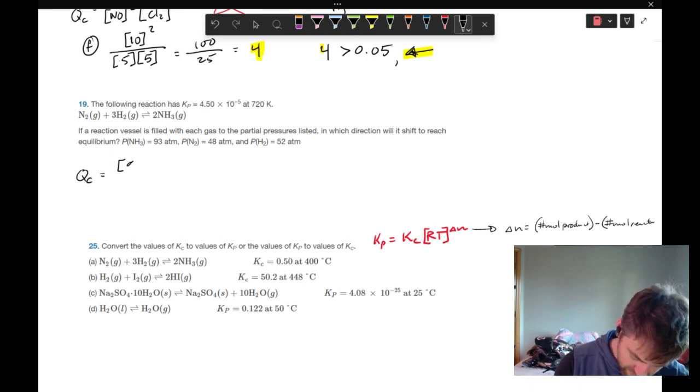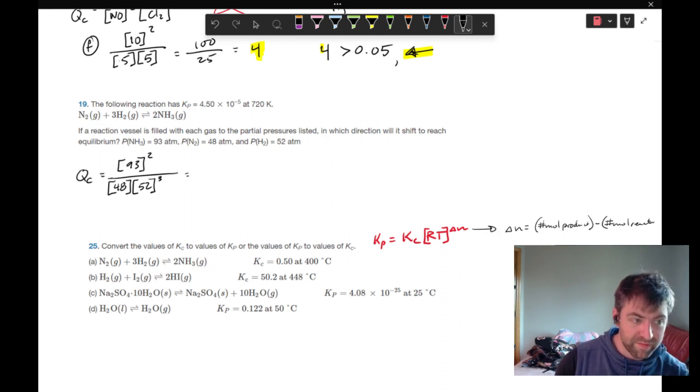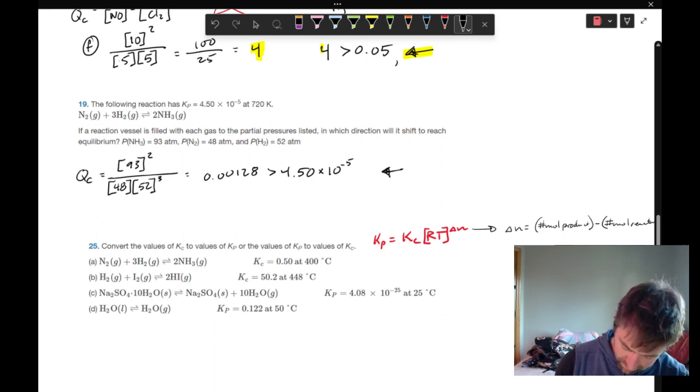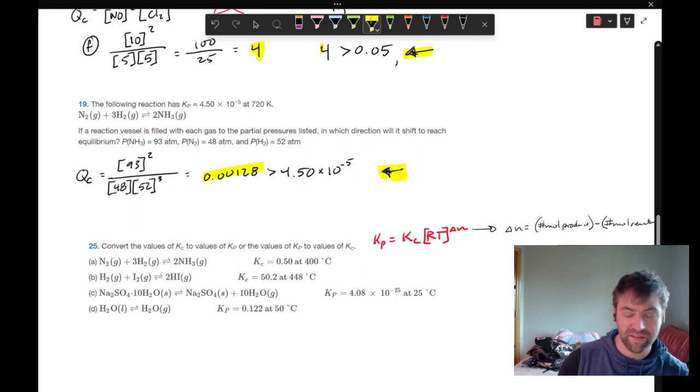Product NH3 is 93. We got two of them. Reactants, we had nitrogen, partial pressure at 48, and hydrogen at 52, and there's three of them. This one we can simply plug into our calculators. Be careful with your order of operations there, but we should get 0.00128, which is indeed greater than the equilibrium constant that we were given. And so this reaction will proceed to the left towards the reactant side to achieve equilibrium.